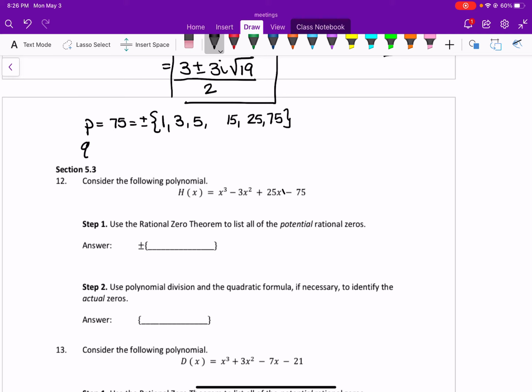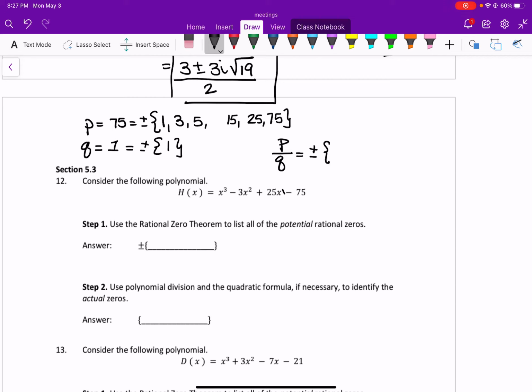And then our Q, remember our Q is always the first one. So in this case, it's going to be 1. So the only factor of 1 is plus or minus 1. And then to find our potential zeros, we do our P's divided by our Q's. So it's plus or minus.